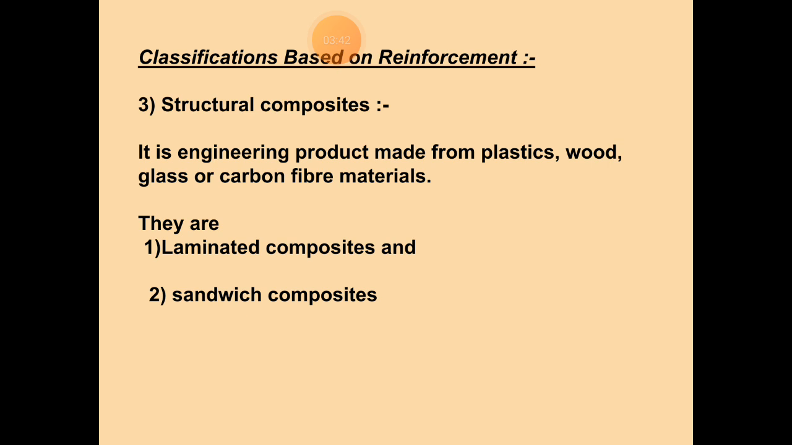Next one is the structural composites. It is an engineered product made from plastics, wood, glass, or carbon fiber materials. The formed or extruded products have applications in outdoor decking, railings, fences, landscape timbers, cladding, siding, molding, trims, and windows or door frames. Structural composites can be classified into two types. One is the laminate composites, another one is the sandwich composites.